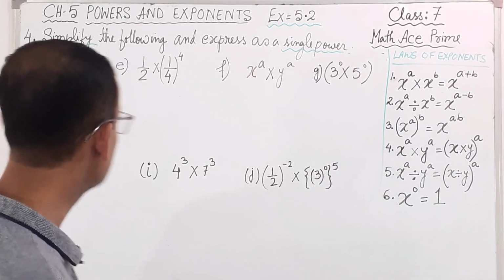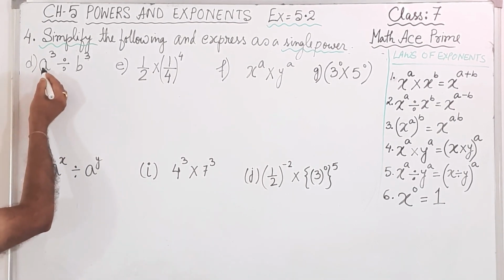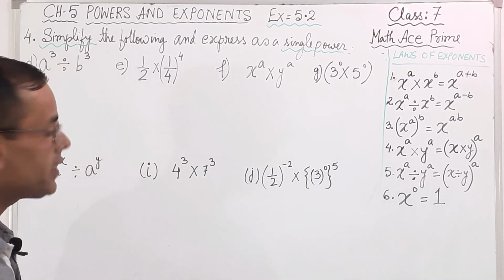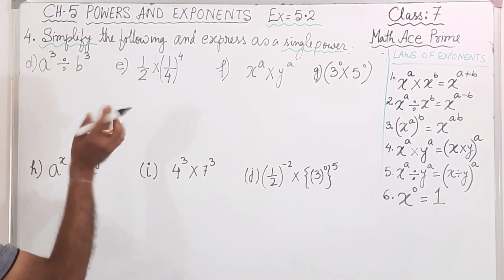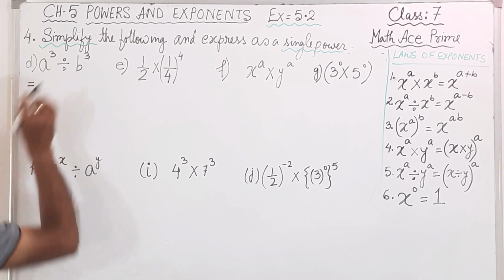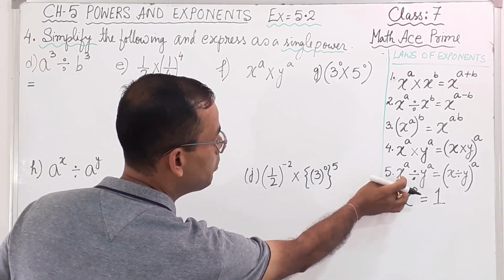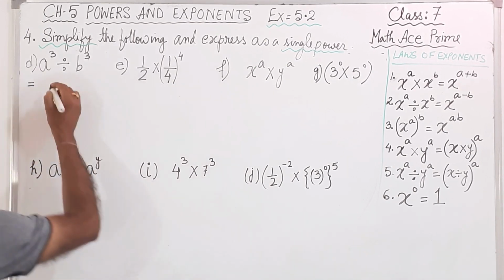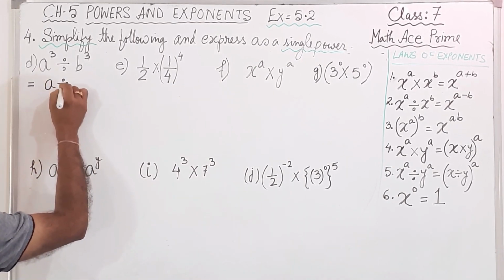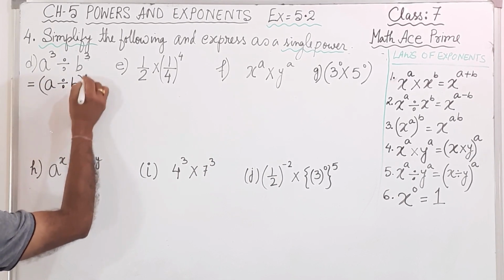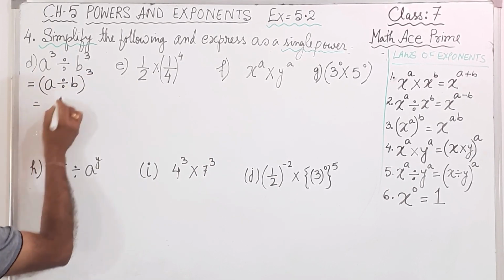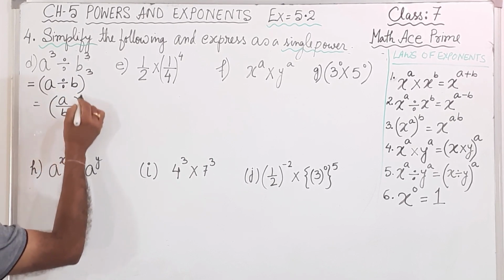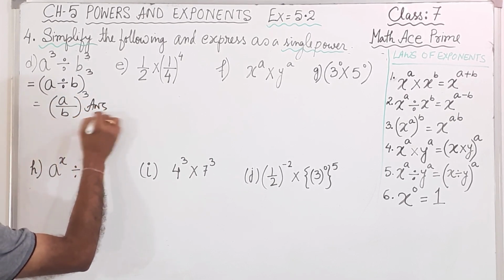Clear? Now let us come to the next sum, number D. A to the power 3 divided by B to the power 3. Bases are not same, but the powers or exponents are same. So we will use which one? See here, the bases are not same, but the powers are same. So what I will write? A divided by B, and then outside 3. And this one I can write A by B. A divided by B means A by B, and then here, and this is the answer.